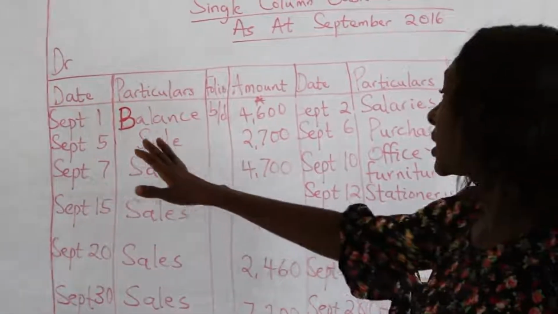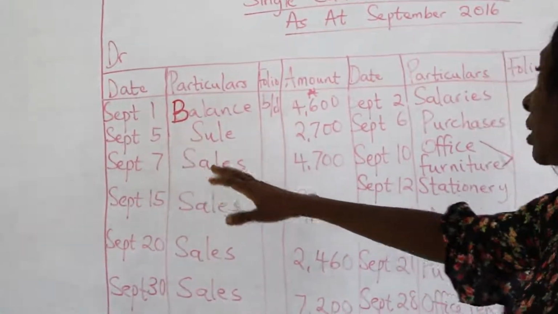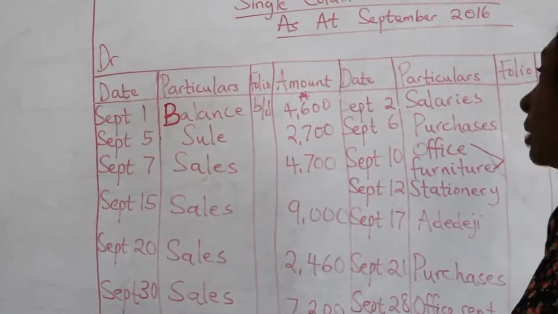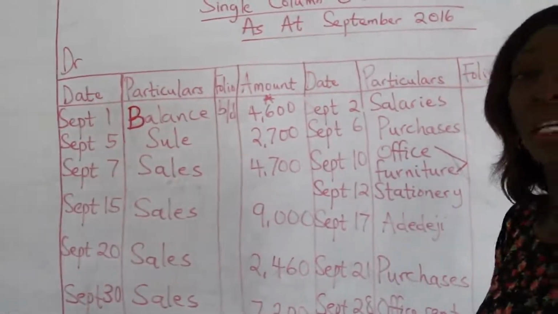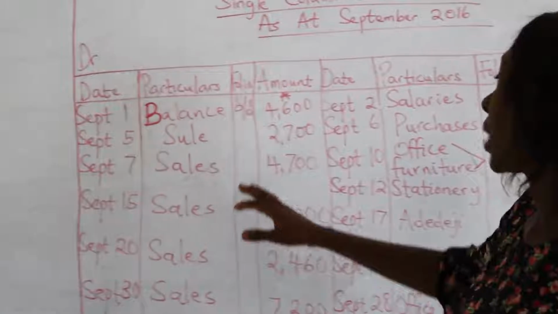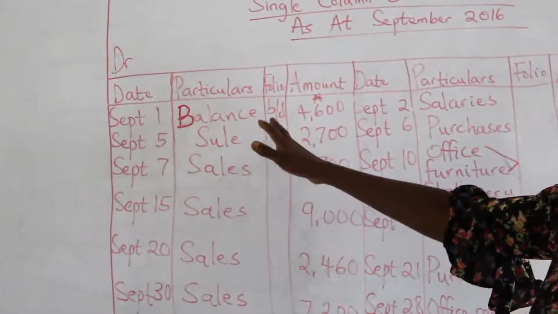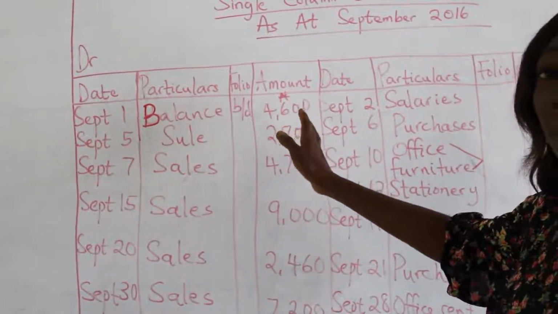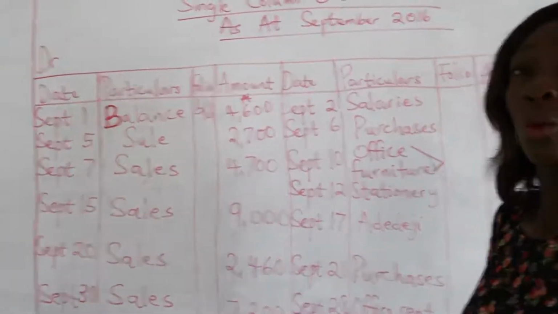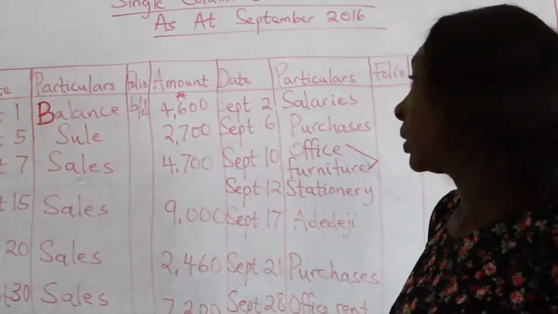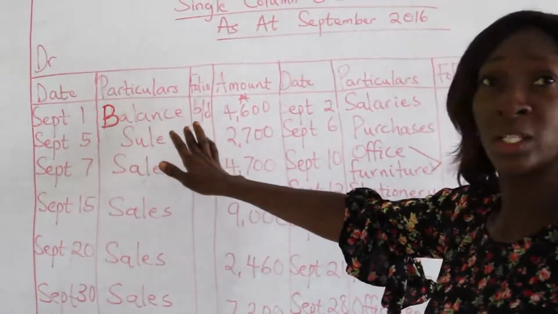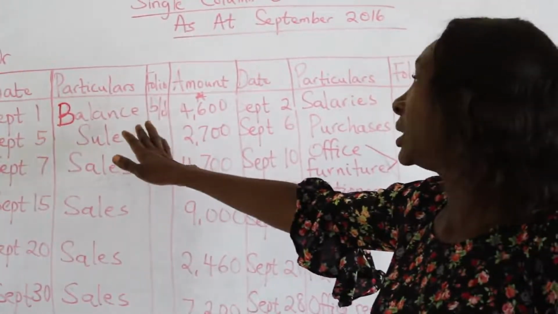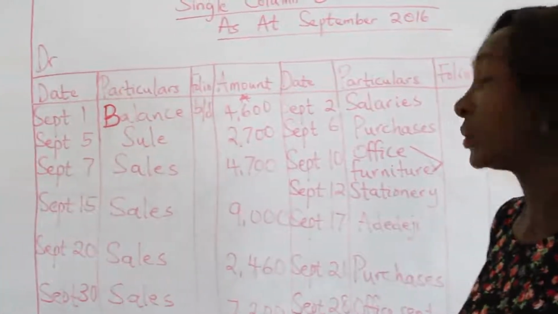So for the first day of September, there was cash in hand with the owner of the business, or let me put it this way, the proprietor. It is referred to as the balance brought down, which was to the tune of 4,600 naira. The cash in hand with the proprietor is a debit entry, so it is placed on the debit side of the cash book.